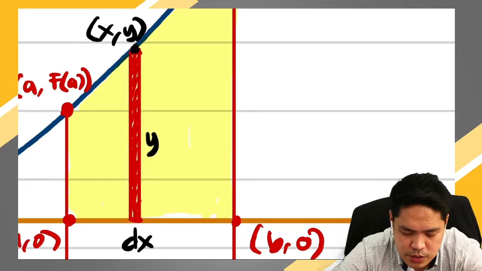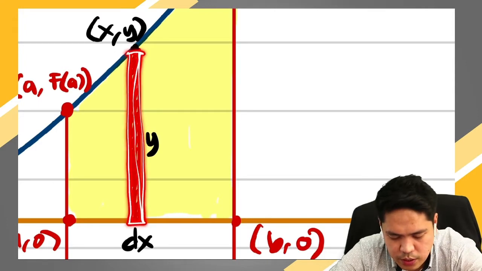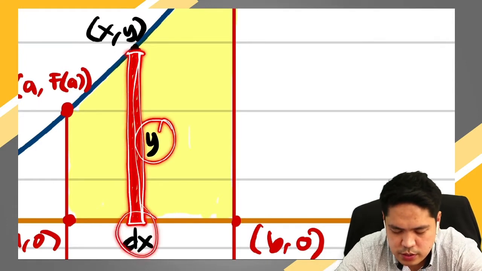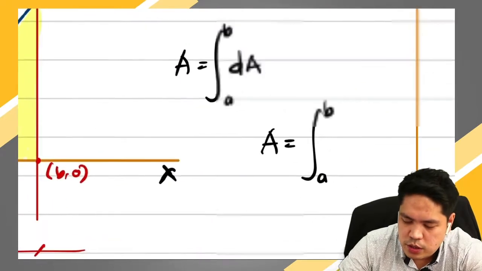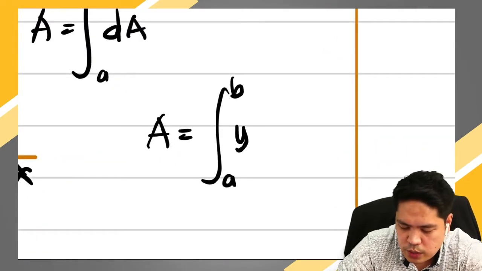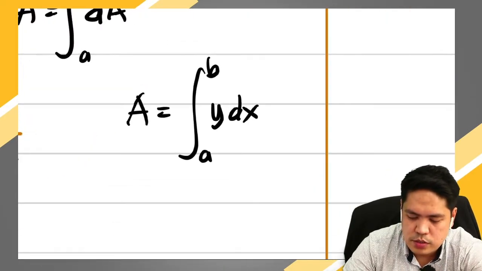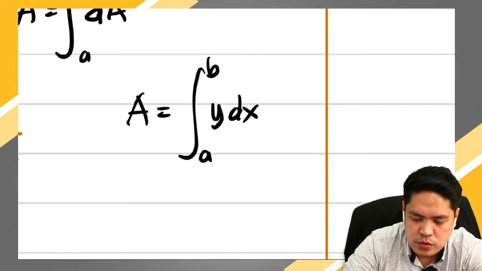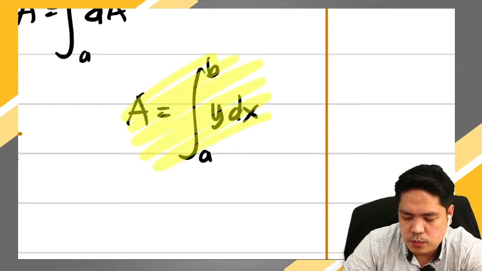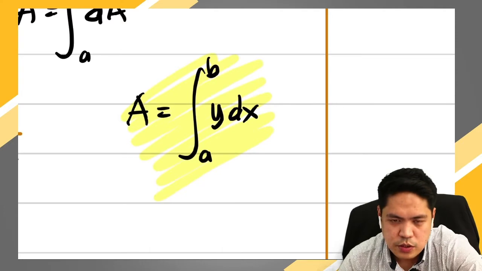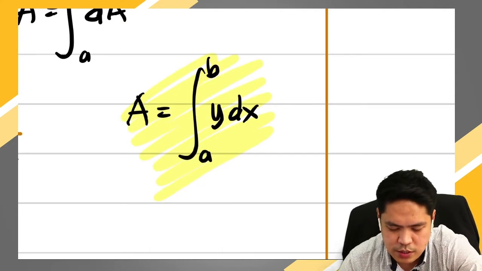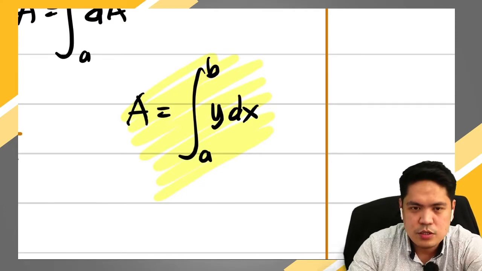Okay, so therefore, what is the area of the strip? That would be y dx. So therefore, area is just equal to y dx. So now we can solve for the area using this formula. The area is just equal to the integral of y dx from a to b.